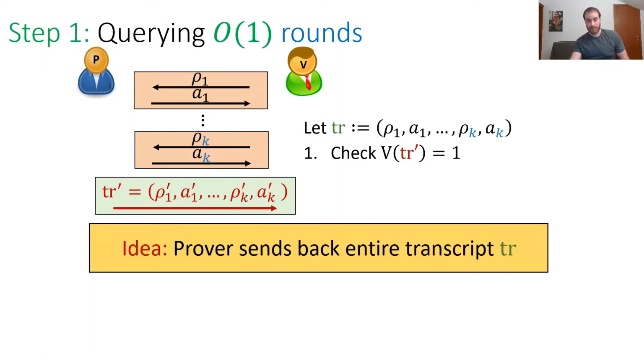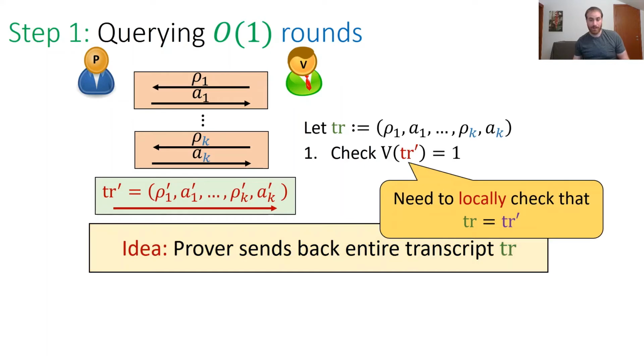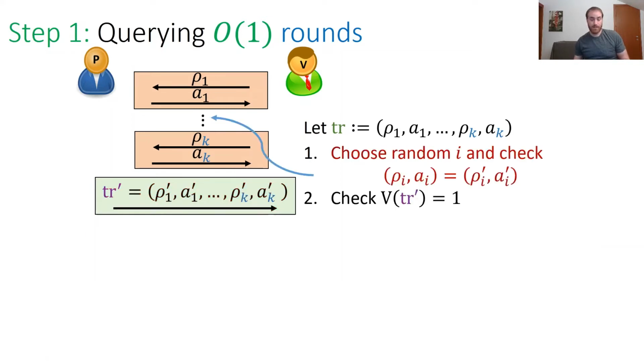But of course, the verifier doesn't trust the prover to send the correct transcript, so it has to check that the real transcript, TR, is equal to the transcript sent by the prover, TR prime, and we want to do this locally by not reading the entire transcript, TR. So we're going to add a simple test. The verifier will choose some round index, and then check that TR and TR prime agree on this round.